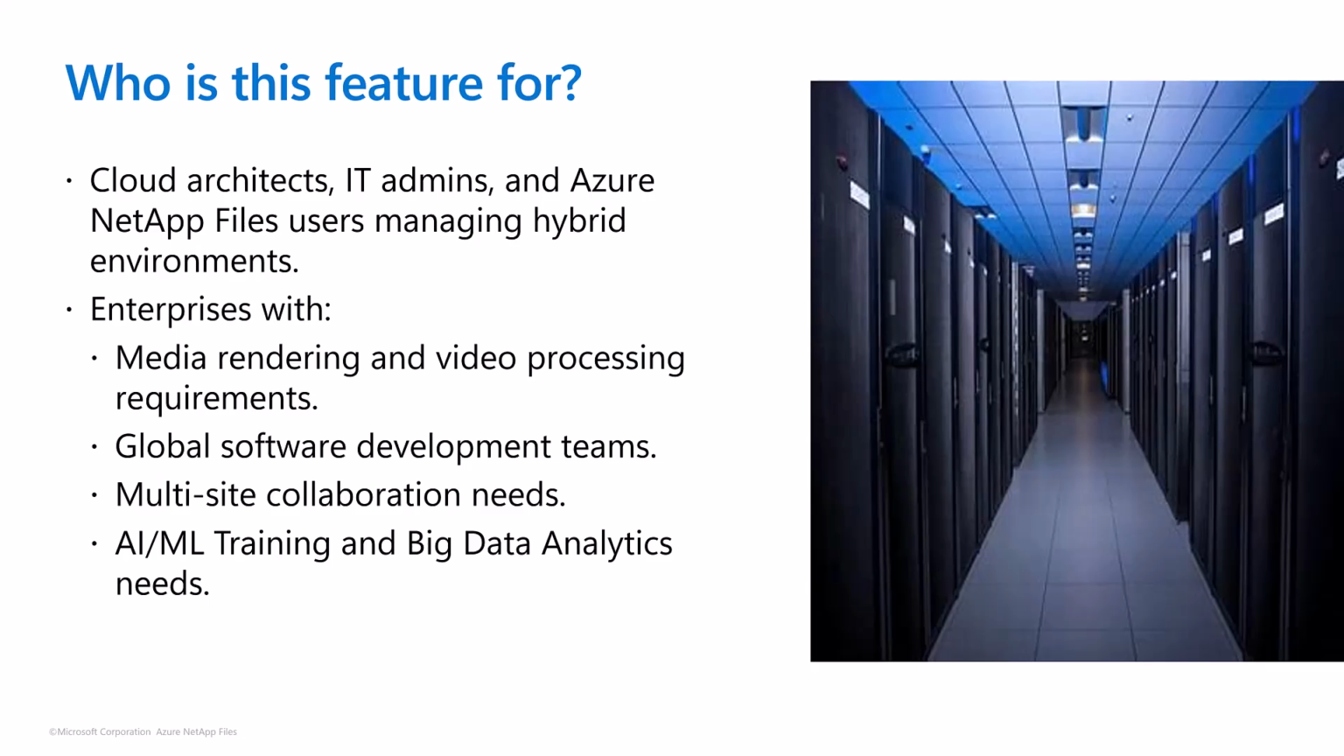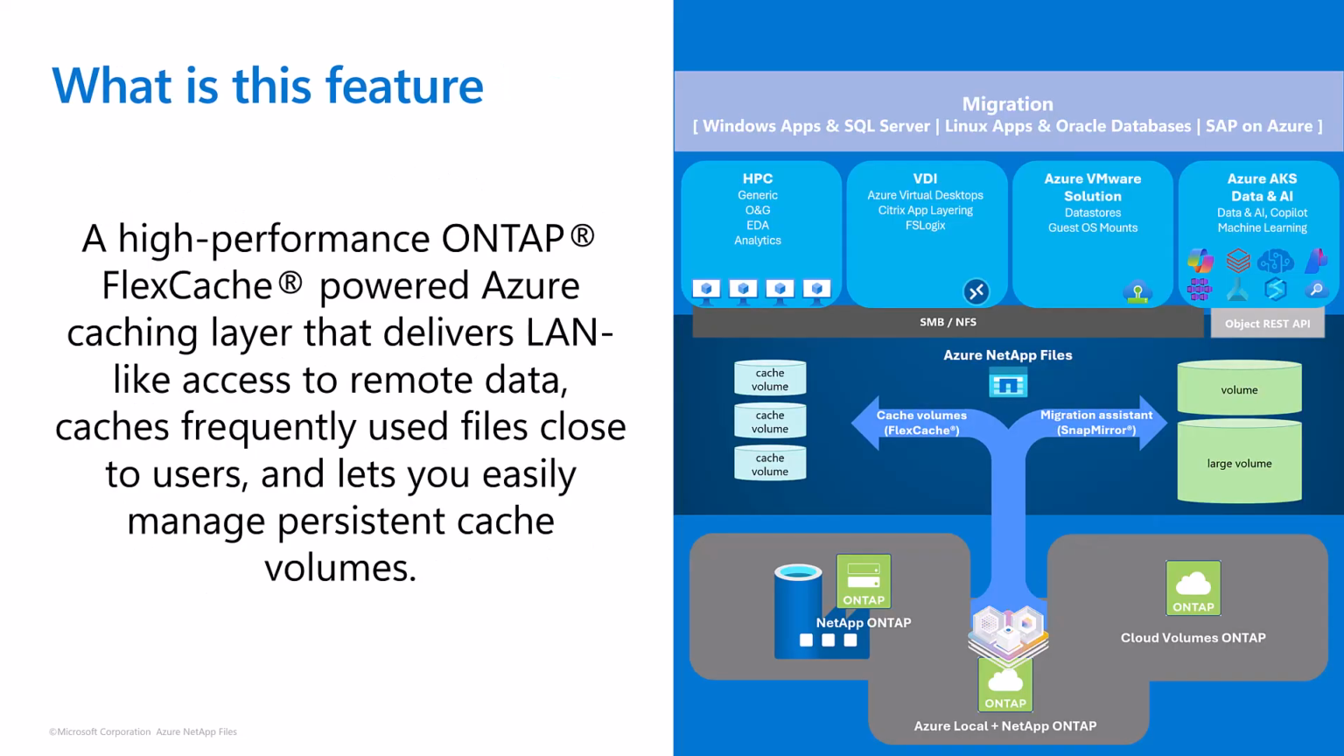No more complexity. Let's dive into the power of Azure NetApp Files caching capabilities, specifically the persistent, high-performance caching layer built for hybrid environments. This feature supercharges access to hybrid data by creating a cache in Azure, delivering lightning-fast performance without compromising data residency or sovereignty requirements. Imagine keeping your primary data on-prem while giving your cloud workloads LAN-like speeds. That's exactly what this solution offers.